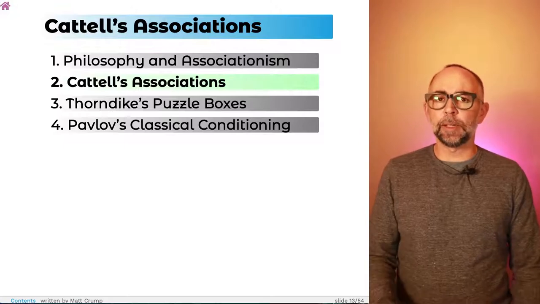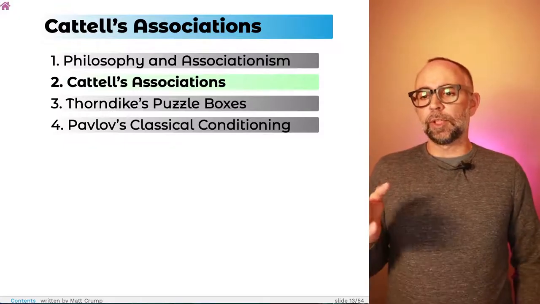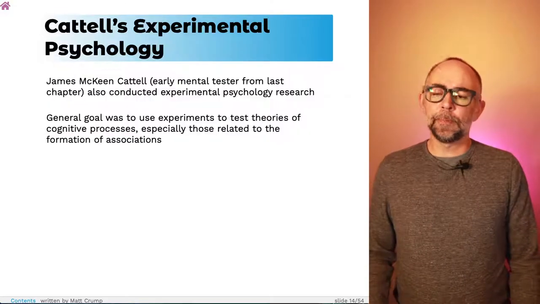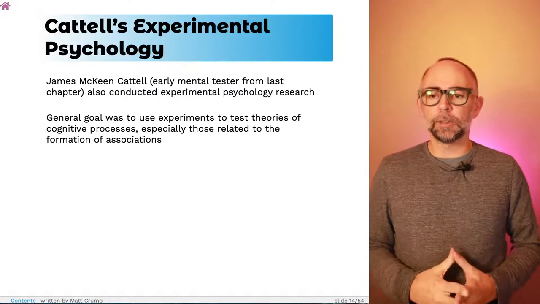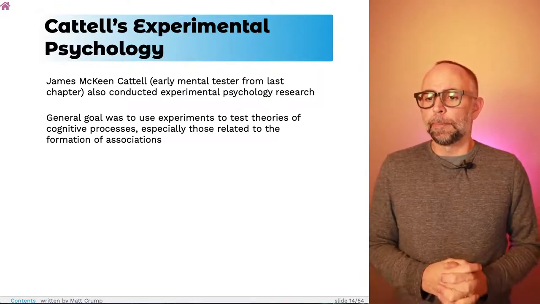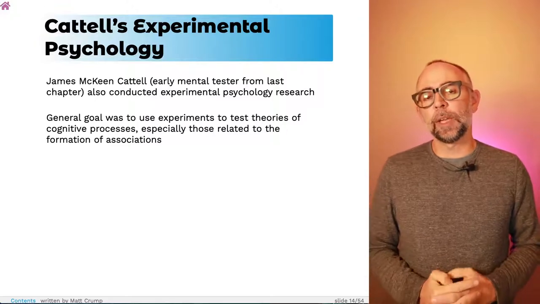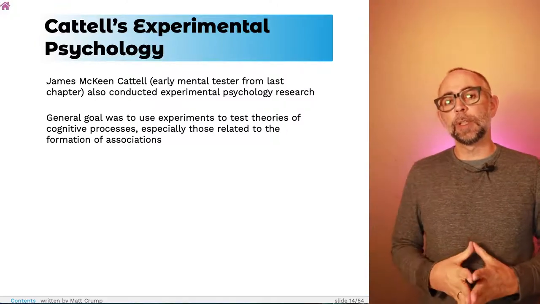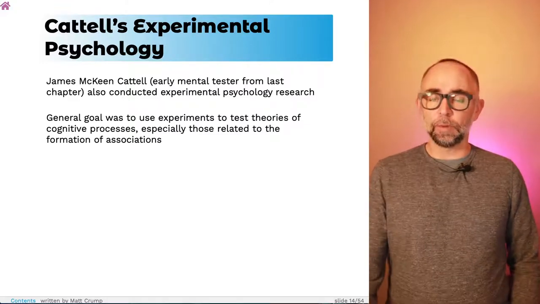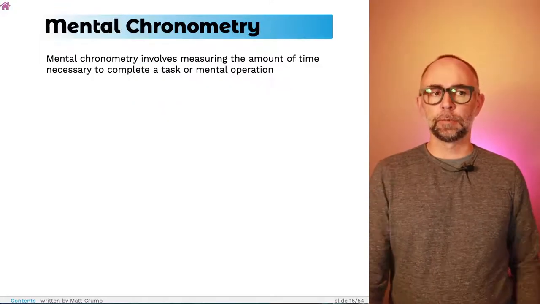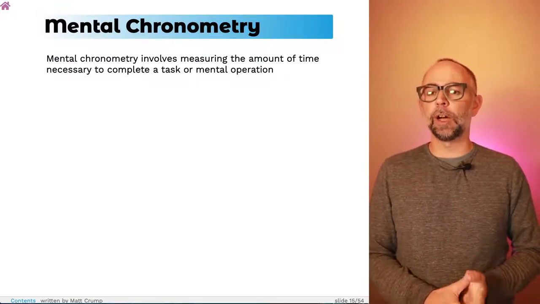So let's take a look at some of that early work. We're going to go back and look at James McKeen Cattell again. We met him earlier. He was an early mental tester, but he was also interested in experimental psychology research, and he had a general goal of using experiments to test theories of cognitive processes, especially those related to the formation of associations. A lot of his research involved mental chronometry.